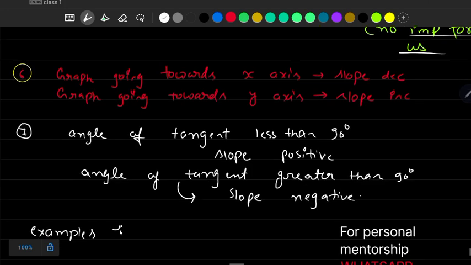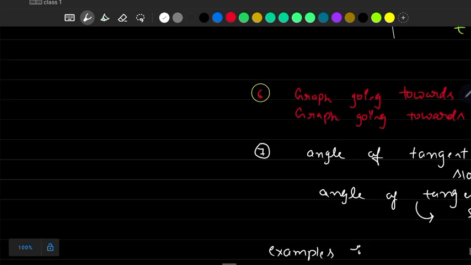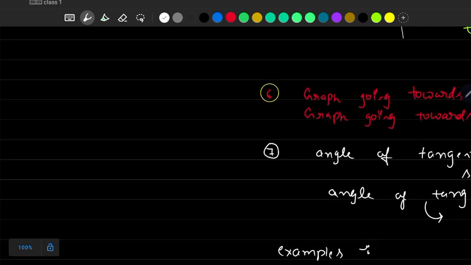Next point is, if any graph is going towards the x-axis, it means its slope is decreasing, and if any graph is going towards the y-axis, it means its slope is increasing. So you just see like this. Take this example. Again, just take this xt graph.